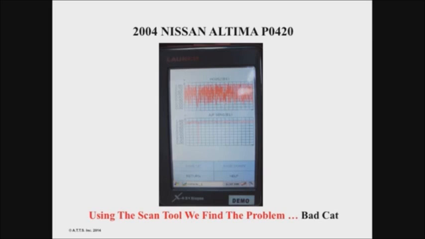But look at the rear O2. Right away, you know you got a bad cat, correct? Because you can't mimic it. And again, I want you to use your tool graphing. If you use your tool graphing, it's easier to pick this stuff up.